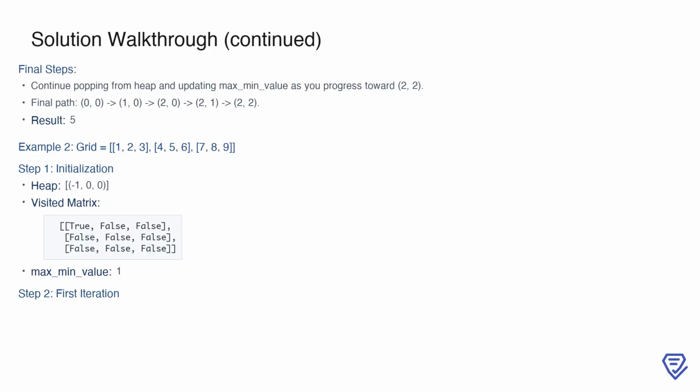As we continue, we repeatedly pop from the heap, updating the max_min_value on each step, and exploring valid neighbors. This process proceeds until we reach the bottom right corner of the grid at 2, 2. The final path taken is 0, 0, 1, 0, 2, 0, 2, 1, 2, 2. Throughout this path, the minimum value encountered was 5, so the result for this grid is 5.